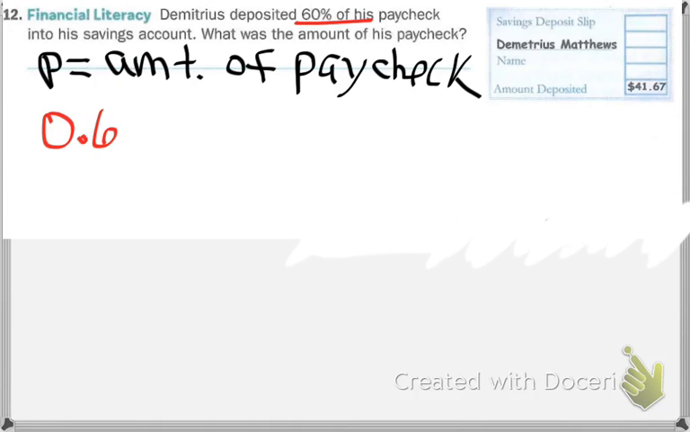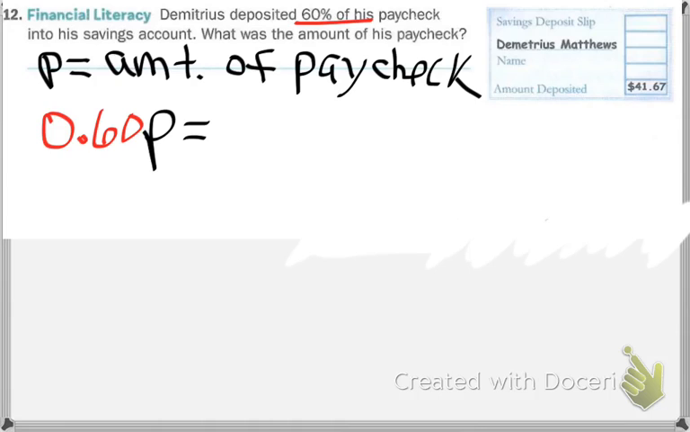So 0.60 is what I meant to say. 0.60 times our variable, and our variable is P, will equal how much he deposited. Because they're saying 60% of his paycheck. That means a piece of his paycheck.